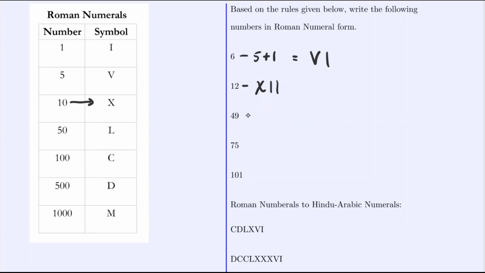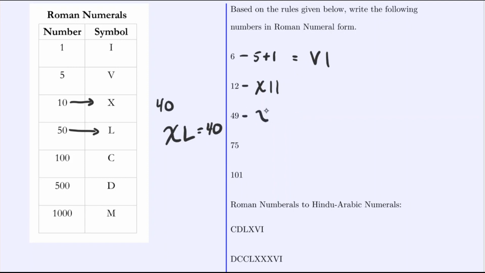So with 40, we might want to write X, X, X, X, which represents 4 tens, which is 40, but there's a faster way to do this. 40 is 10 away from 50. So if we write our symbol for 50, and then we write a 10 in front of it, by the subtractive feature, we know that has to represent 40, because it's 50 with a 10 in front, so that means take 10 away from 50, you'd get to 40. And that's going to be a lot more efficient than writing 10 X's.